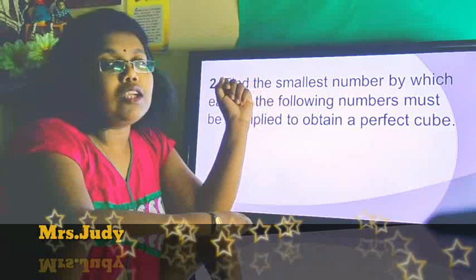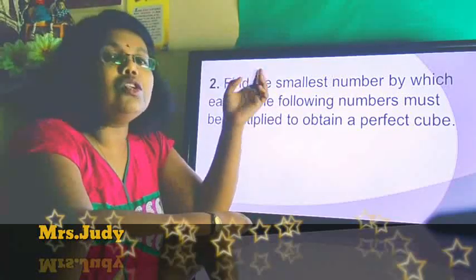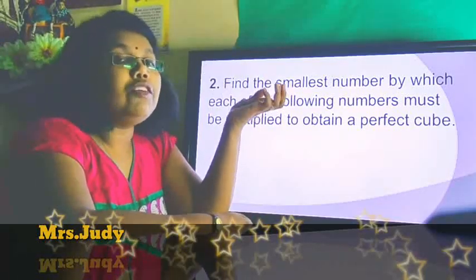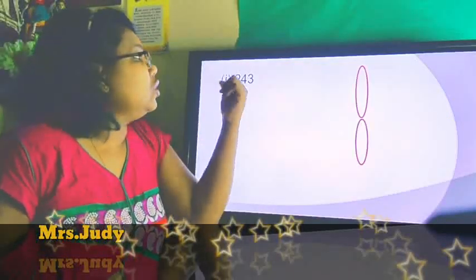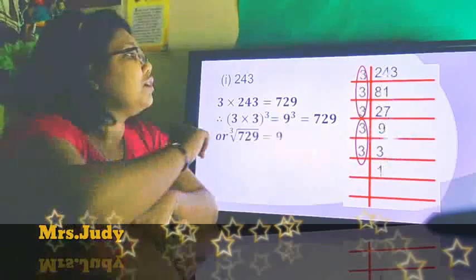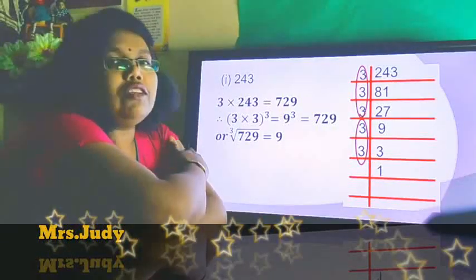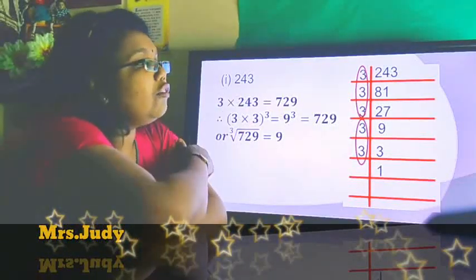What is the number that should multiply this particular number so that the number becomes a perfect cube? That's what the question means. Now let's see what we need to do. 243. This is our number. Now 243. First step would be to factorize it.